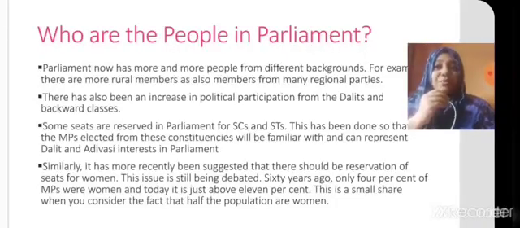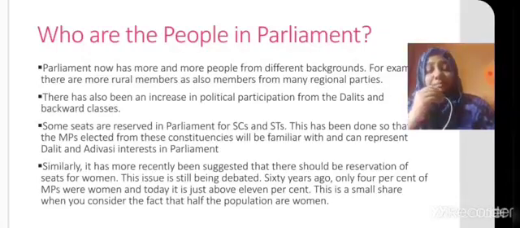Parliament now has more and more people from different backgrounds. For example, there are more rural members as also members from many regional parties. So people belonging to rural areas, different regional parties, and urban areas. So parliament has a variety of people as its members. There has also been an increase in political participation from the Dalits and the backward classes. So Parliament has opened its gates to them and they can become members of Parliament openly.